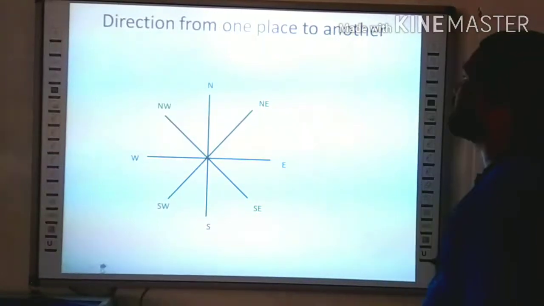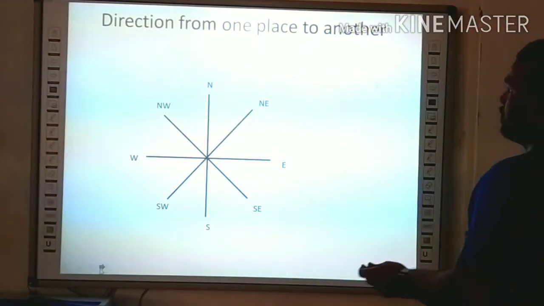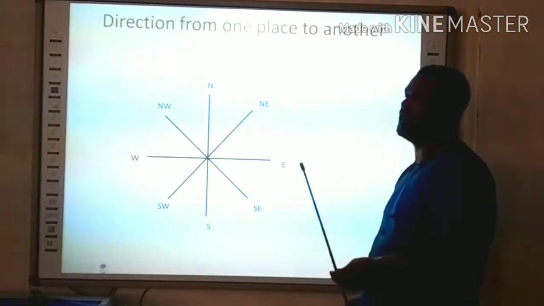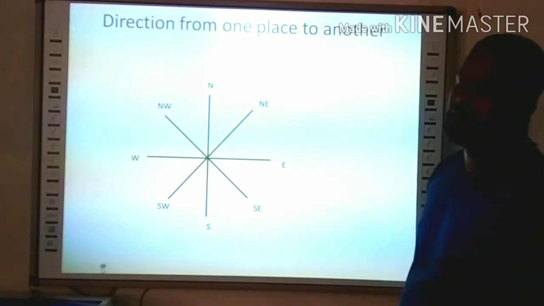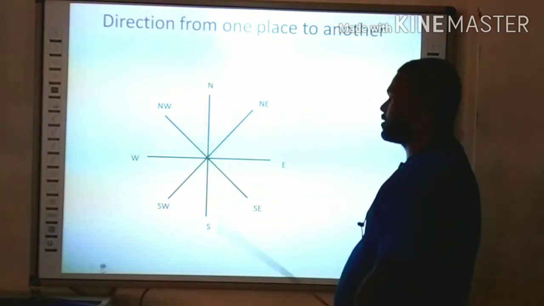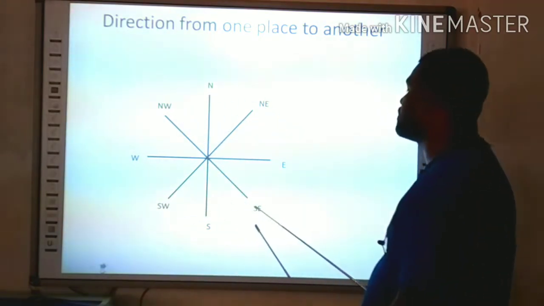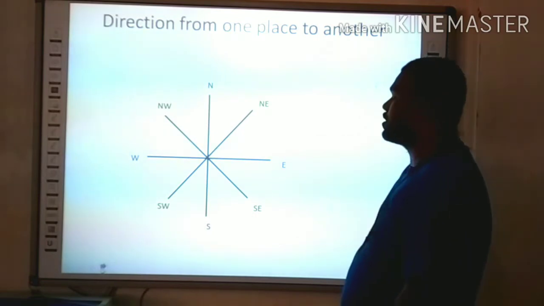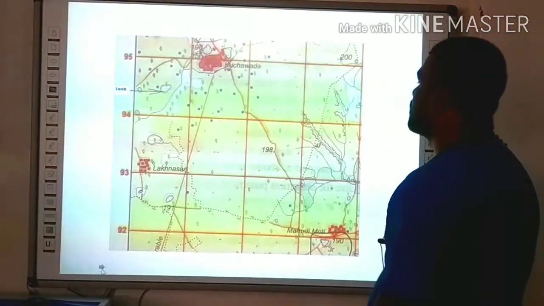The next is direction from one place to another. Now everybody knows the direction is very important. It's very important to find an area, or to locate any place. Now in direction there are north, south, east and west, which are called cardinal directions, whereas northeast, northwest, southwest and southeast are called intermediate directions. Now let us see how they help us in doing a topo sheet.